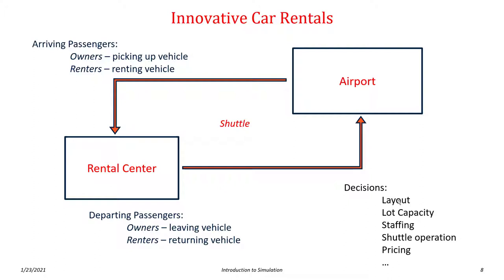So the bottom line here, the reason I showed this is, in doing simulation modeling, the goal is never to just build an animated computer model. What we want to do is learn about the system or the proposed system. So in the case of innovative car rentals, it doesn't exist. So we're proposing a system. We want to use what we learn to make decisions. Those decisions can be design decisions. They can be operation decisions. They can be just an evaluation, as in this case, should we do this or should we not do this?